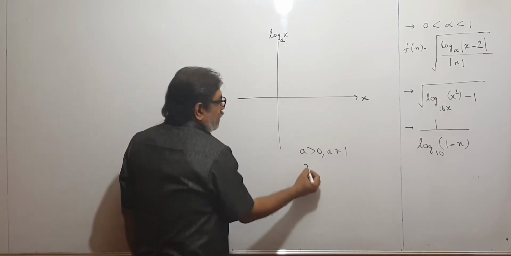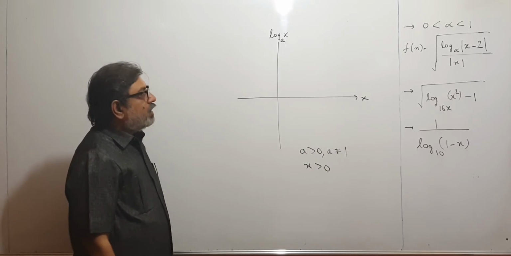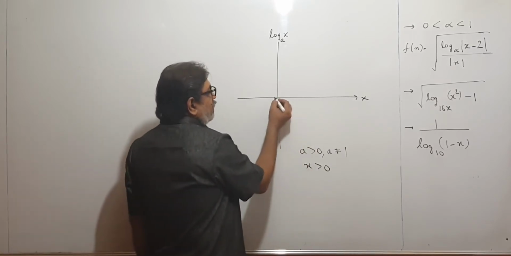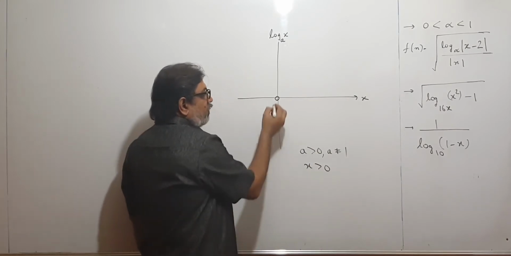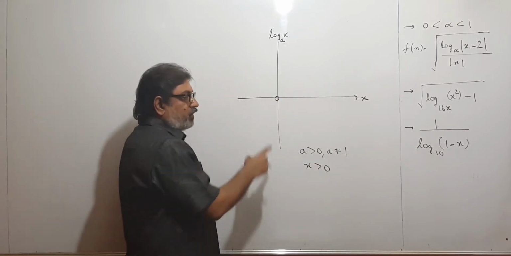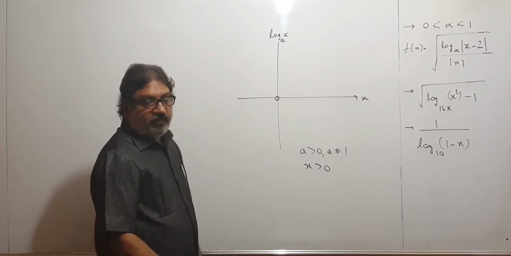x should always be positive for log x to exist. That point you know. So x being positive means the graph will be defined only for this much region. It will not be defined for this region. For 0 also it will not be defined, because x needs to be positive for log x to be defined.